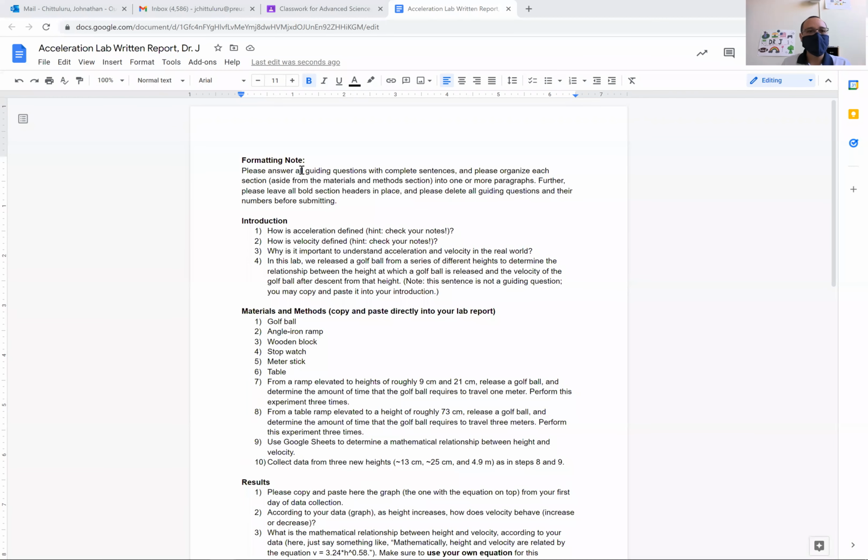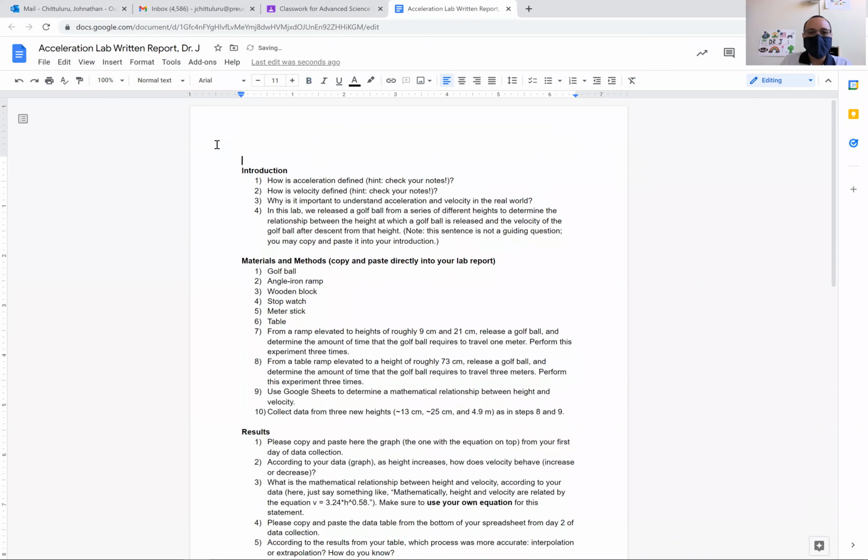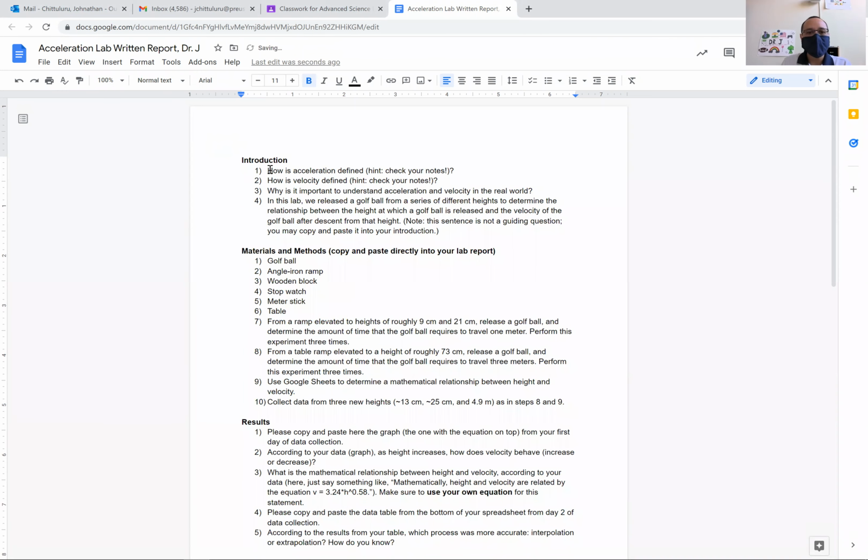All right, so here's your acceleration lab, and here's your formatting note. We've got to answer all these questions with complete sentences and organize our sections into one or more paragraphs, leave all bold section headers in place, and delete all the guiding questions with numbers before submitting. So we'll be doing all of that as we go, and we'll get rid of this formatting note up top.